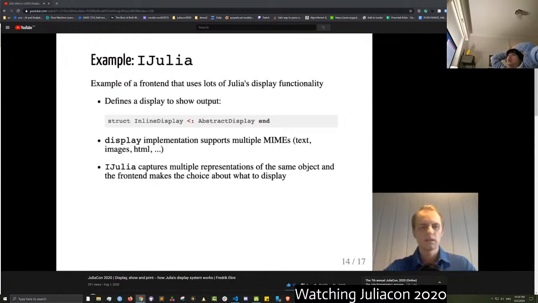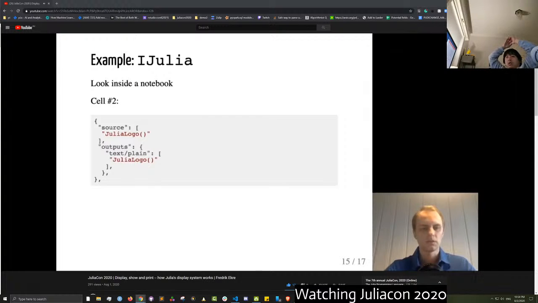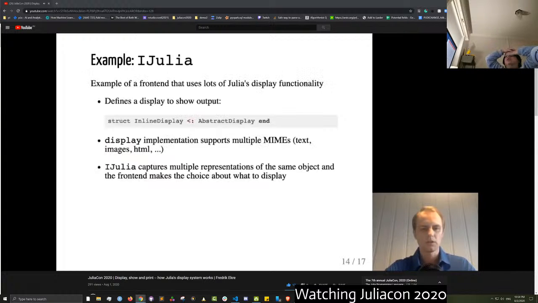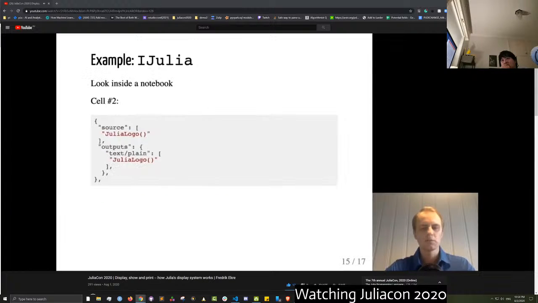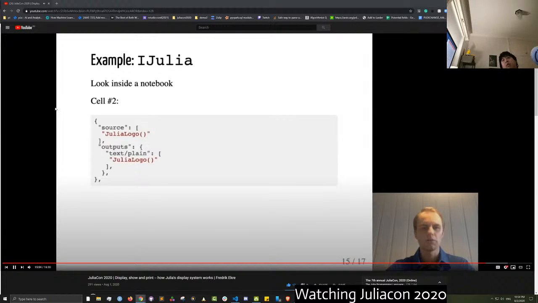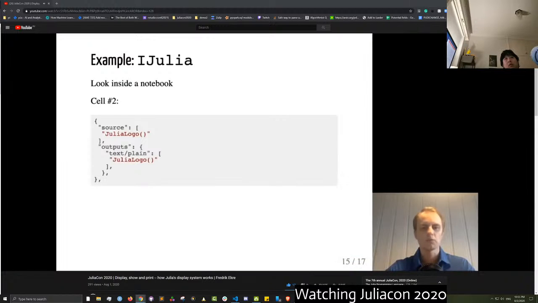So if we take a look inside a notebook, a notebook is just a JSON file. So if we take a look at the same notebook as we had on the slides before, yeah, this one. If we take a look at cell number 2, in this one the input is just the Julia logo, and then we have the default text output, which looks the same. So inside this notebook file, it's represented like this. So it's a dictionary, and we have a source, which is the input to this cell, and then we have output in plural.